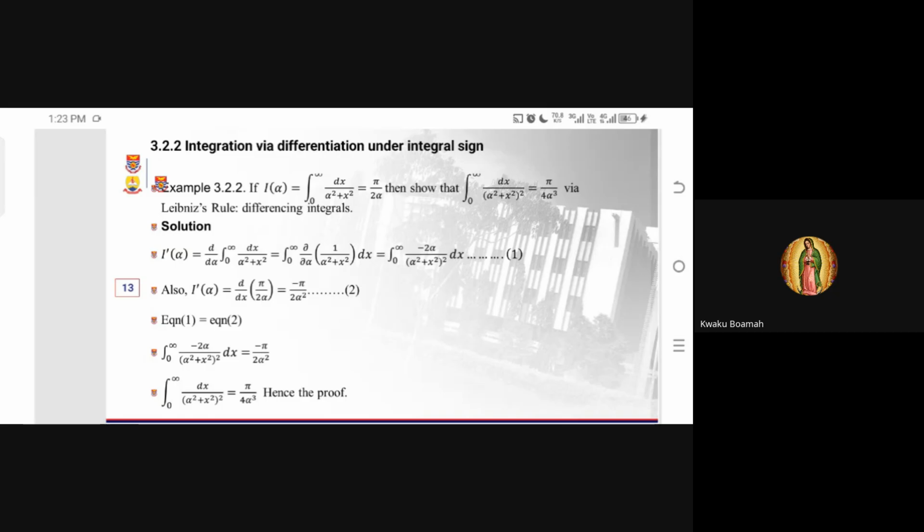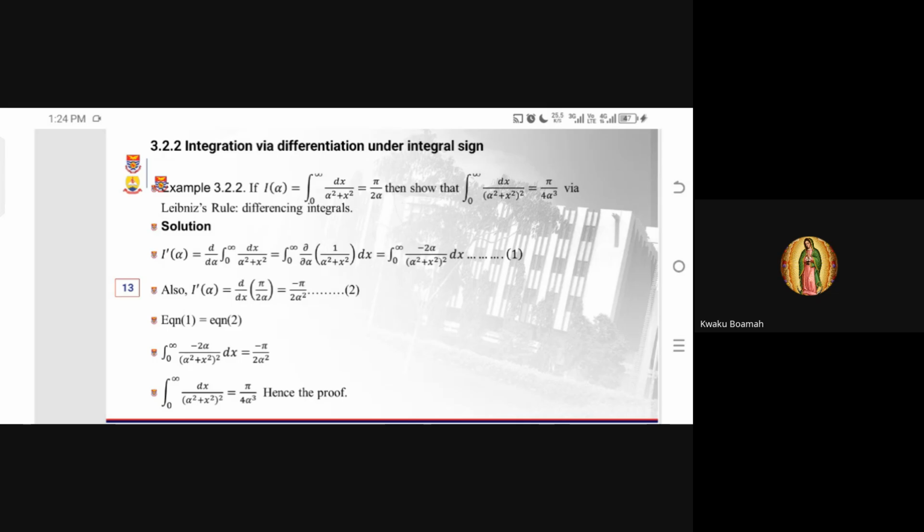We have another example here. Yes. Integration via differentiation under integral sign. So this example, we have I of alpha is equal to integral limit 0 to positive infinity, dx over alpha squared plus x squared, is equal to pi over 2 alpha. So for this particular question, they solved for the integral and they had pi over 2 alpha.